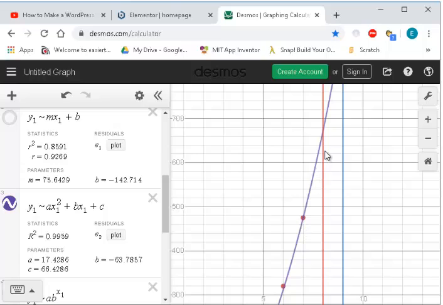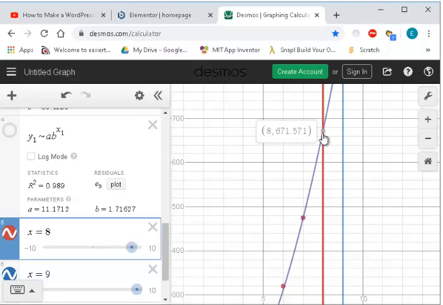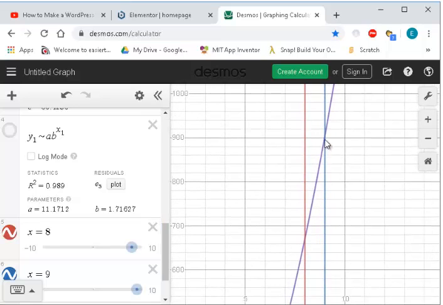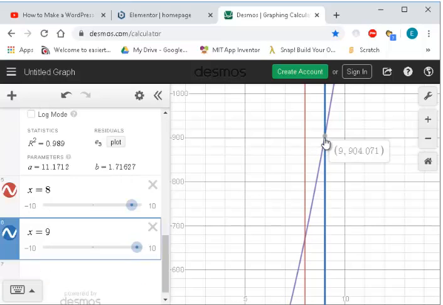For time t equal to 8, you can see that the value is 671.5, but since we are talking about the mass and we said that we're going to round it to 1 decimal, it's going to be 671.6. For t equal to 9, you can see that the value is 904.1.